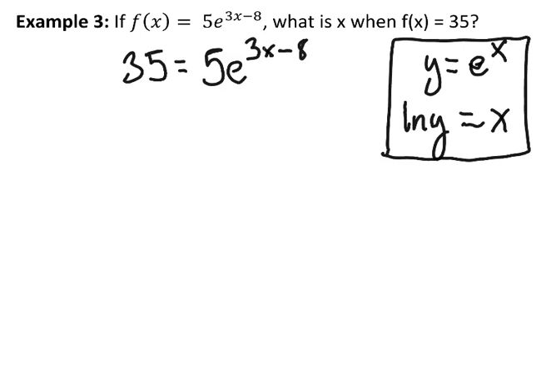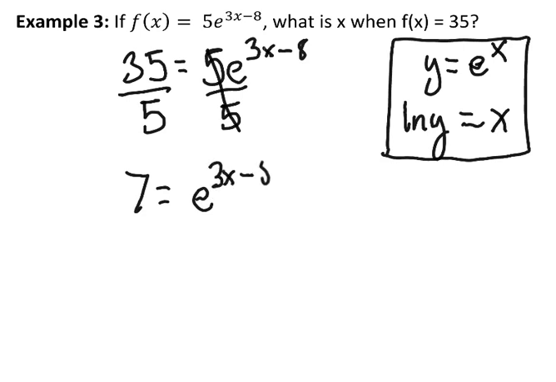So when you've got the situation where there's something being multiplied by the e, you've got to divide both sides by it first. So get rid of the 5 first. Divide both sides by 5. So we'll do our 35 divided by 5. That's going to give me 7. So 7 is e to the 3x minus 8. Now my e is totally cleaned up. There's nothing in front of it, nothing being added to it, anything like that. It's just e to the power of stuff. And I need to get that stuff out.